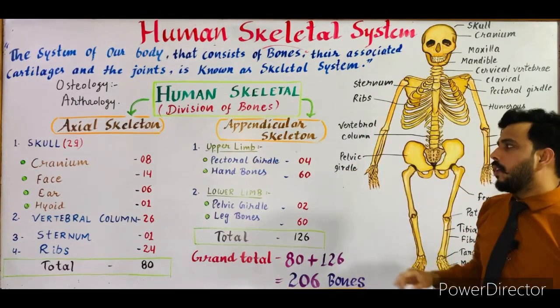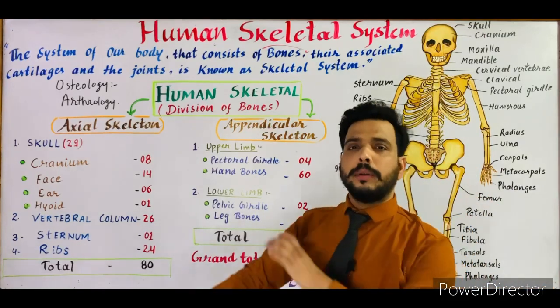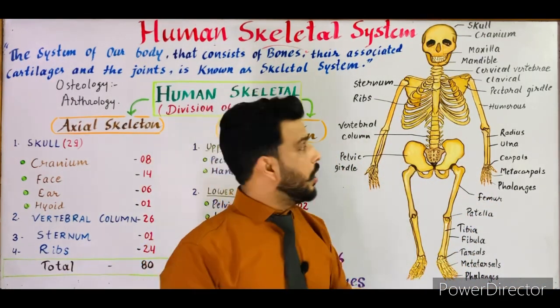Now these are the hand bones. In our hand there are 30 bones in each hand. So both hands consist of a total of 60 bones.